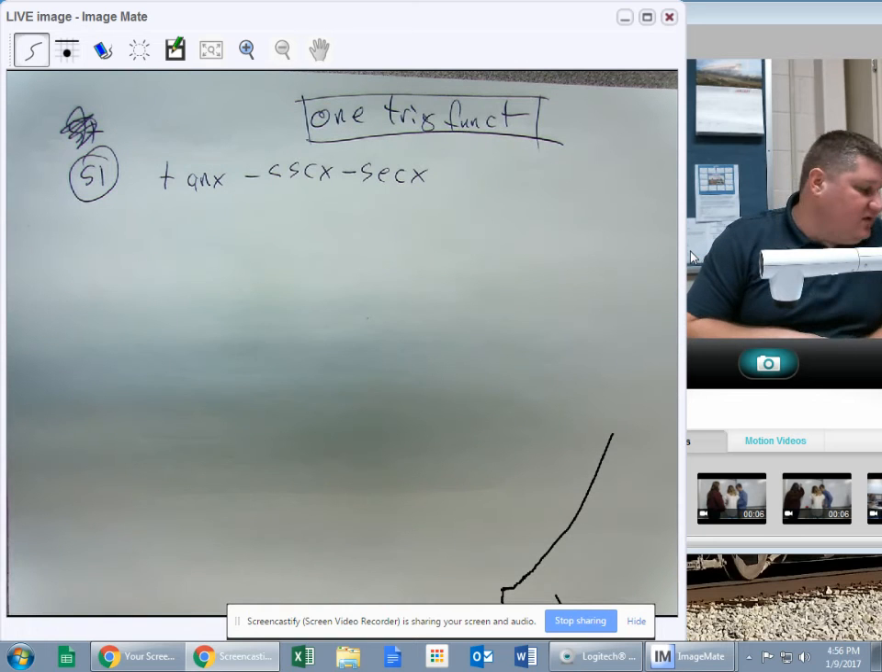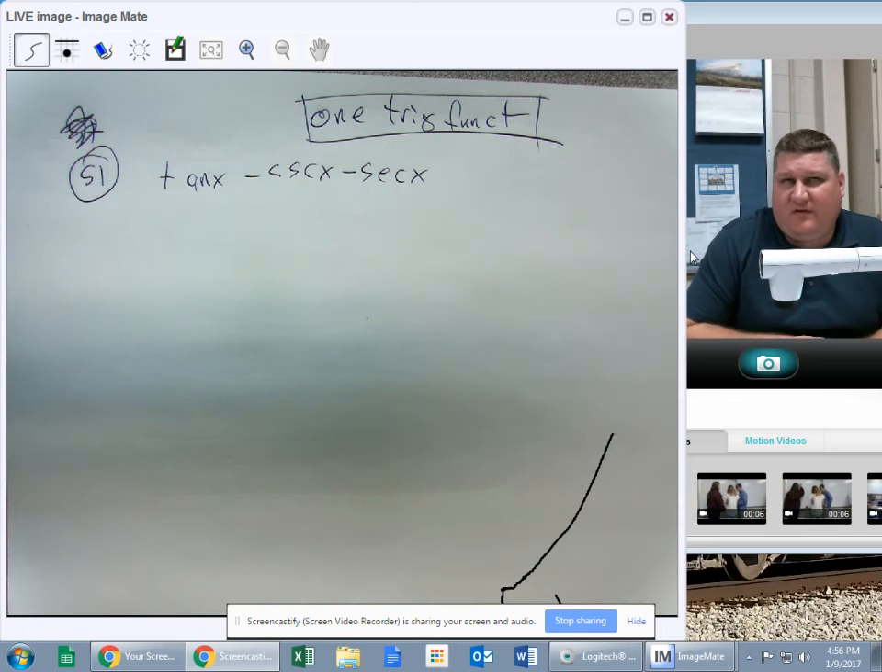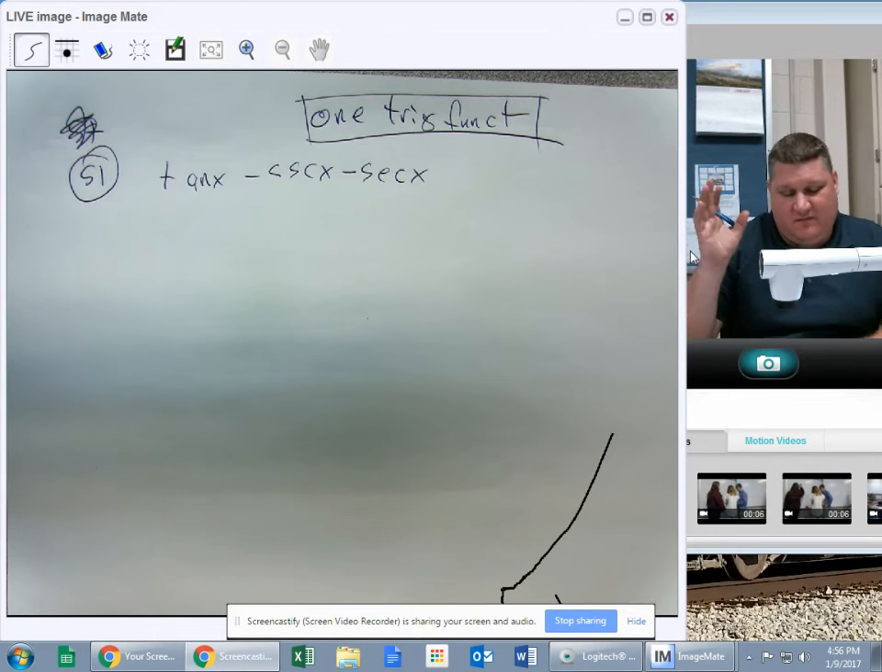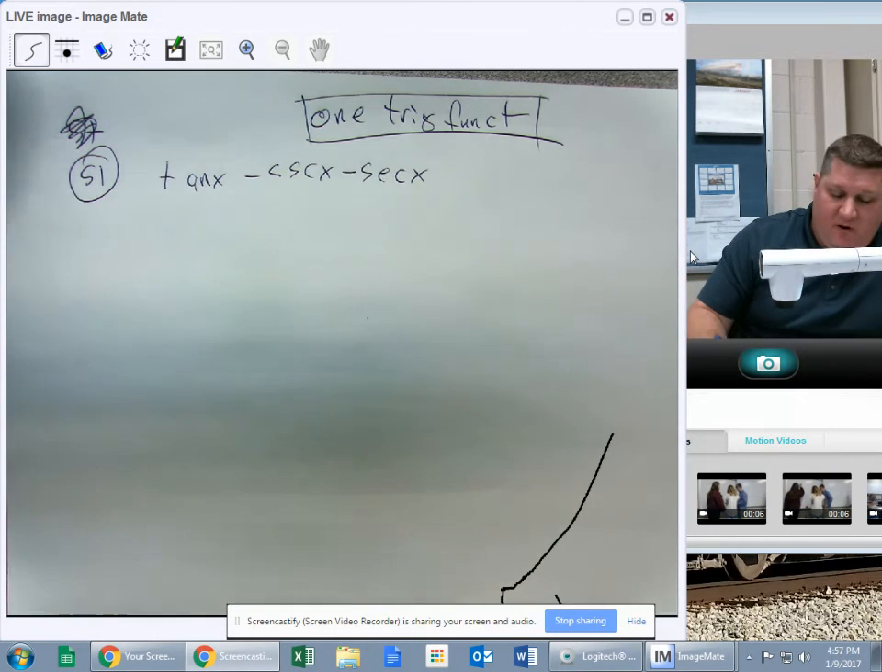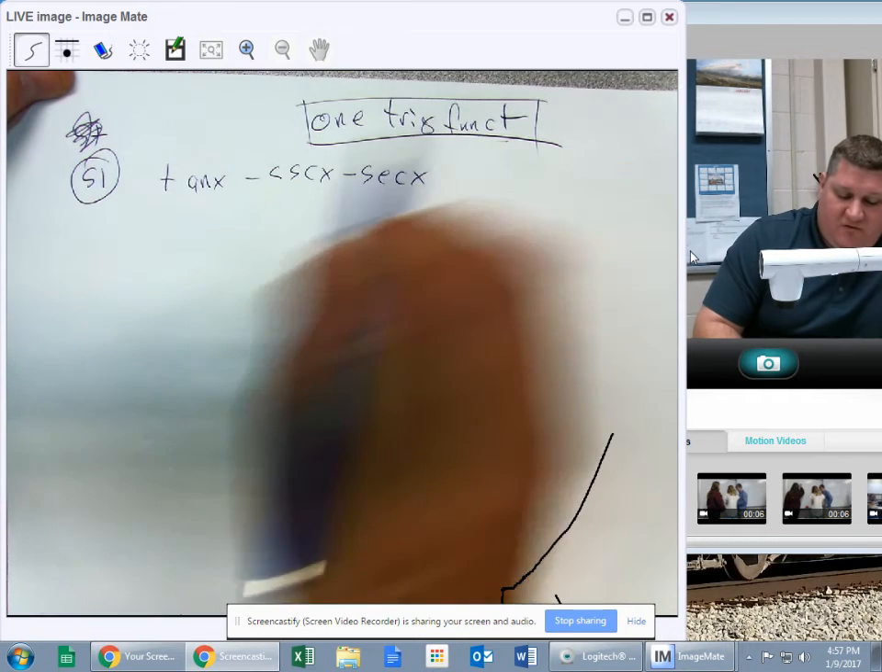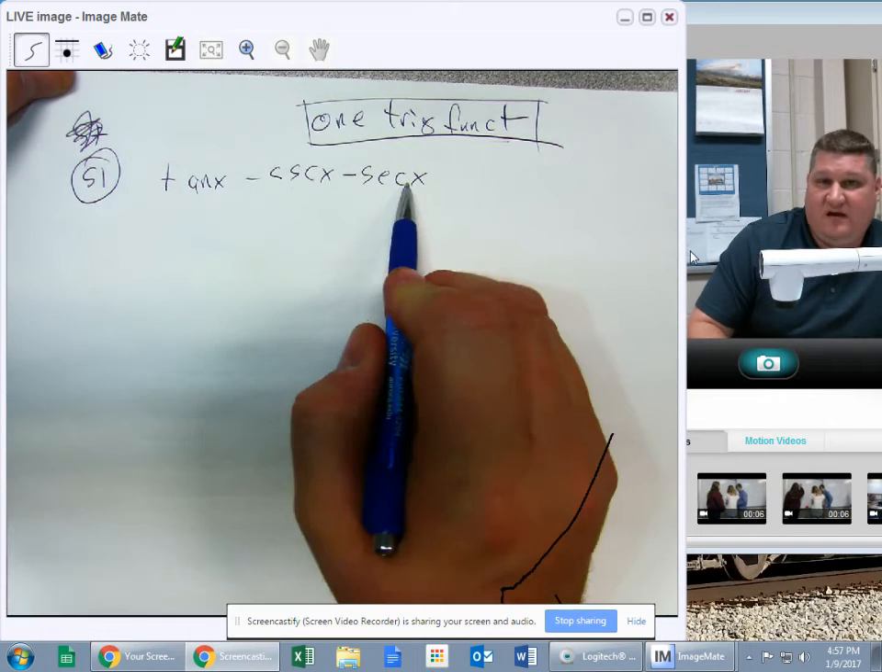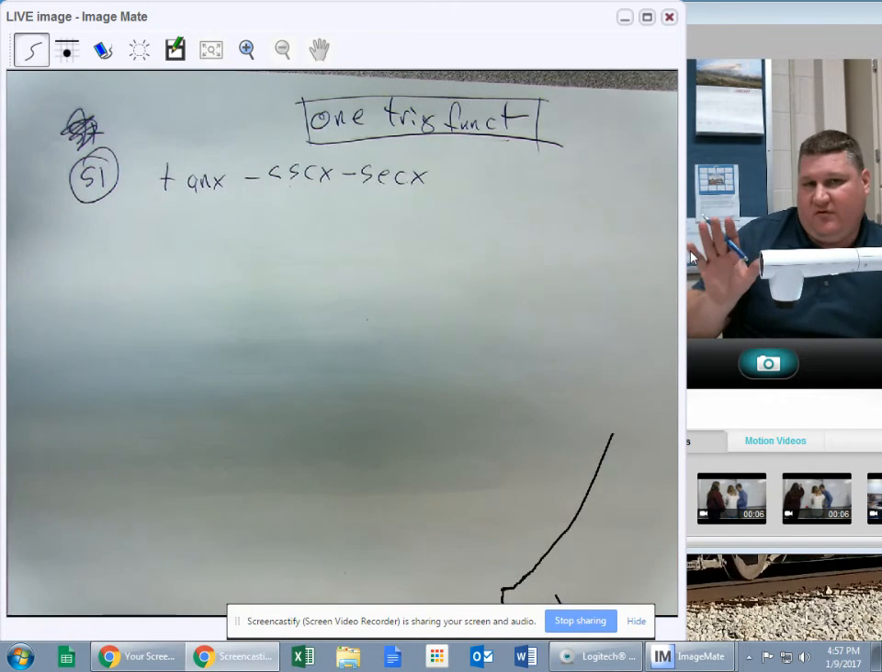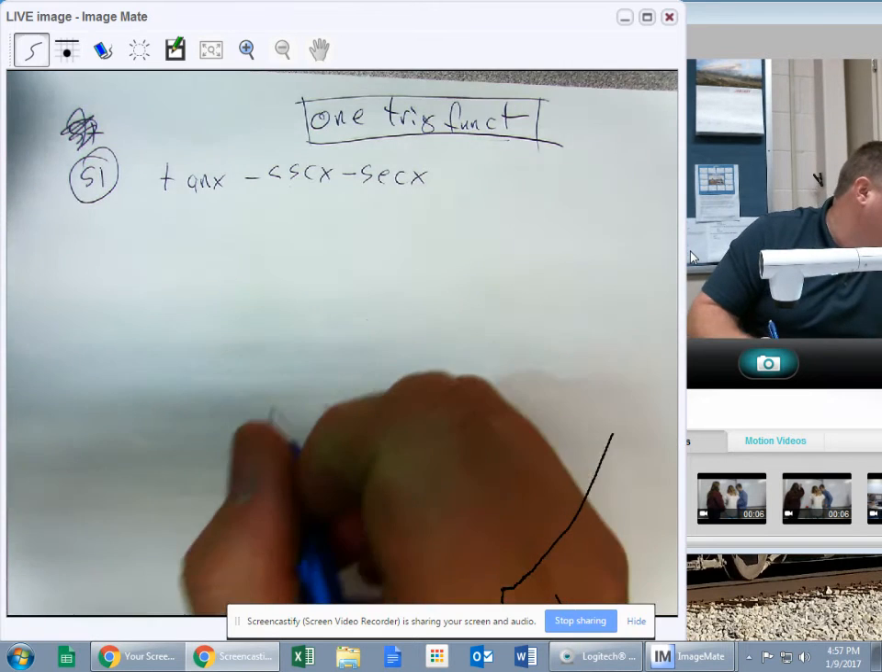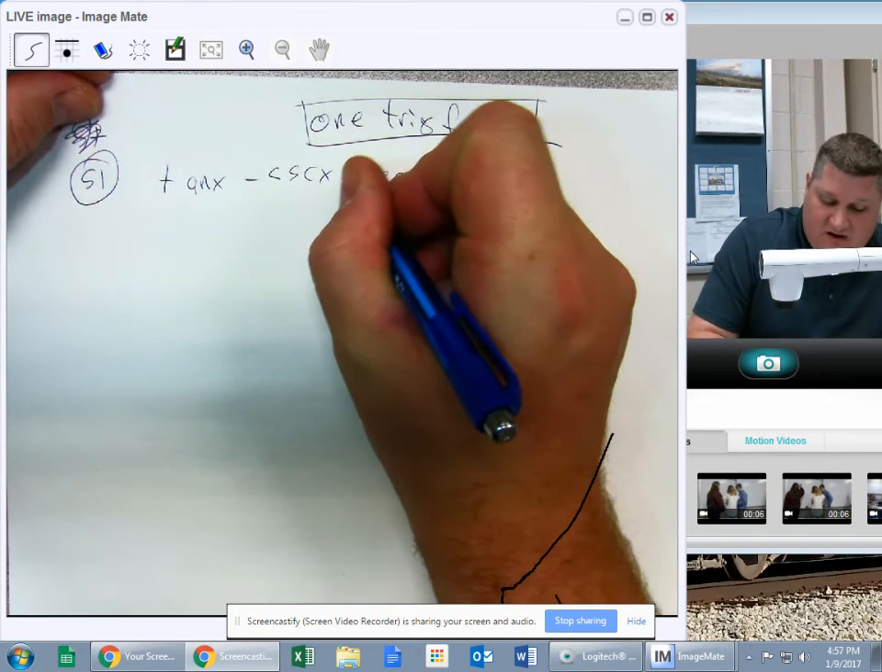Okay, ladies and gentlemen, let's take a look at number 51. Now, this is actually, I'm going to call it part 3, but it's actually part 4 because I named part 3 part 4, and I can't do the thing without changing the whole thing. At any rate, the point is we want one trig function, which means I need to take tan, cosecant, and secant, get rid of all that, and get it in terms of one trig function. And I've already written my problem wrong because that's a times.